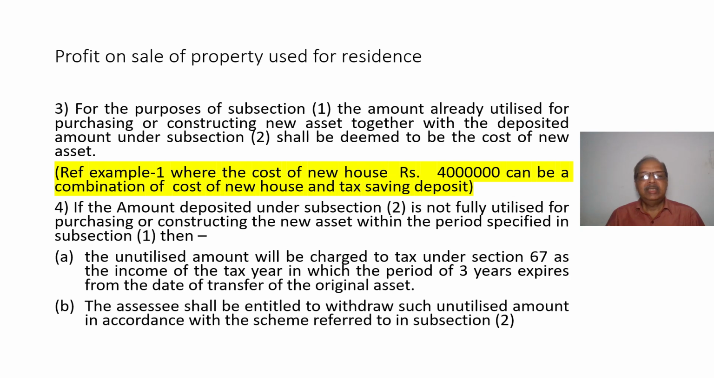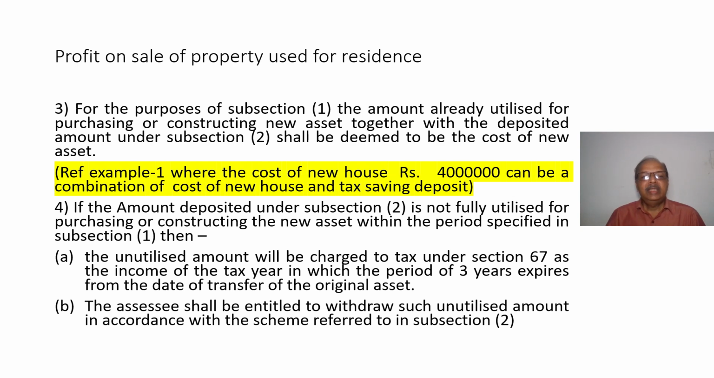For the purpose of subsection 1, the amount already utilized for purchasing or constructing the new asset, together with the deposited amount under subsection 2, shall be deemed to be the cost of the new house. That means if the cost of the new house was less than the capital gain, the balance amount can be deposited in the specified bank account, and together the cost of the new house and the deposit amount can be claimed as deduction from capital gain, and tax can be saved.